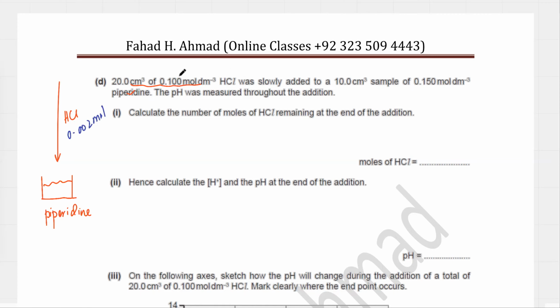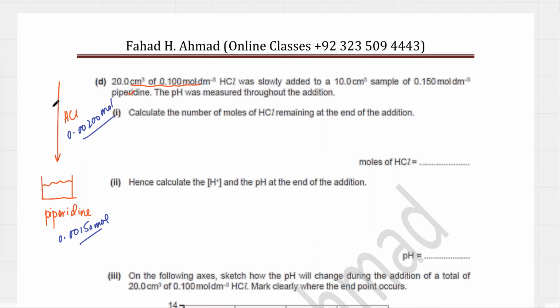What about the moles of piperidine over here? It's 10 into 0.15 divided by 1000. 0.0015, or what? 0.00150. So it's 0.0015. The way you're going to write this answer to three significant figures is 0.00150, with the extra zero.